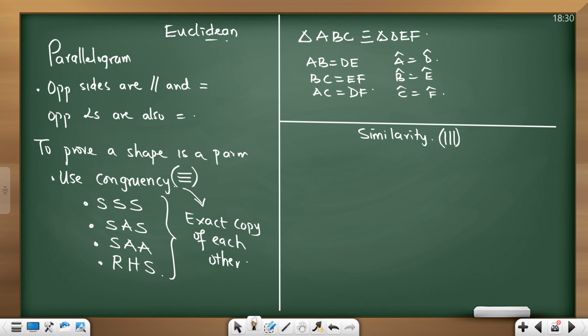Sorry, do you know how I remember similarity? S tells me it's similar. How do we prove that? What is the condition?